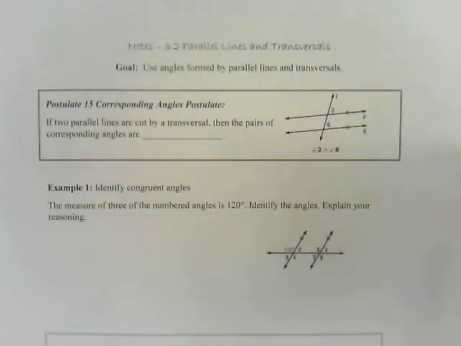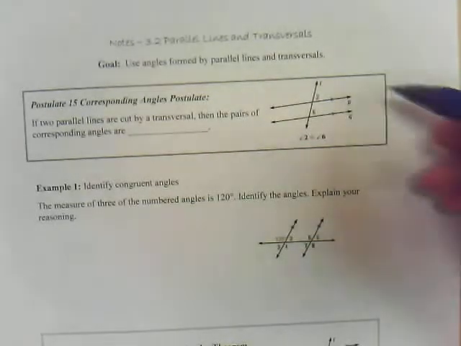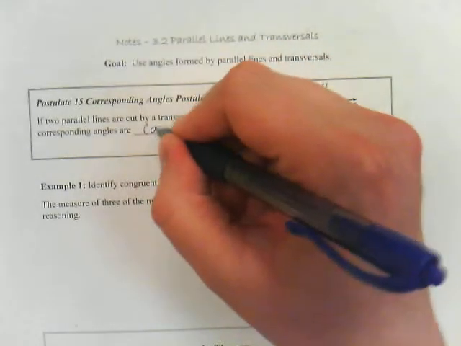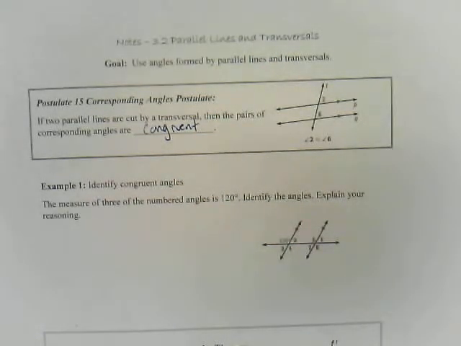Postulate 15 is the corresponding angles postulate. So remember that corresponding angles are angles that are in the same position of the intersection of lines. You can see angles 2 and 6 are both in the top right of the intersections of those lines. So those are corresponding angles. And if those two lines, in this case P and Q, are parallel, then corresponding angles are congruent. So we get a lot of nice properties like this with the alternate interior angles, alternate exterior angles, and consecutive interior angles that come out of this if the transversal is cutting through parallel lines.